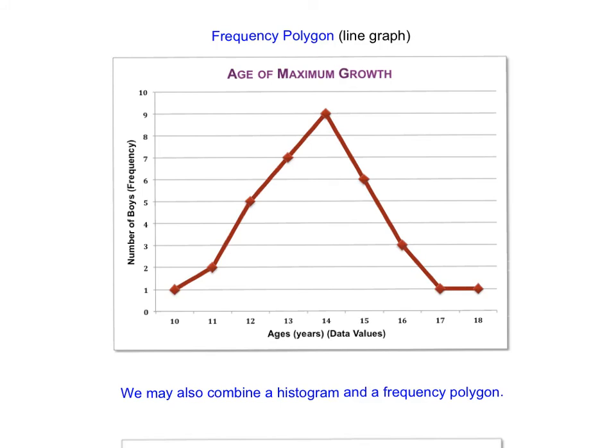Another way that we can organize the data is in a frequency polygon. So the frequency polygon, it's just a line graph, but in statistics they call it a frequency polygon. So just another way to organize. Again, at the bottom, we have our data values, which would be our ages, and then the frequency would be the height of this graph. Again, I could see that there were 9 boys that had their maximum growth at the age of 14.